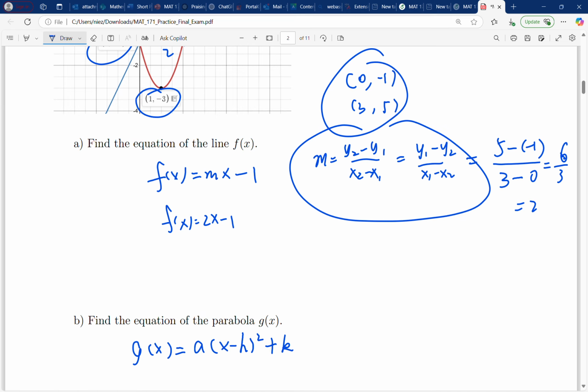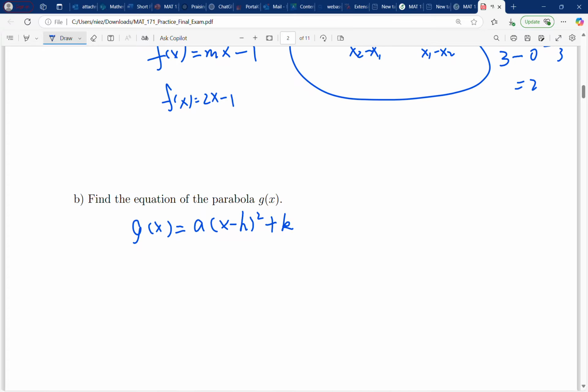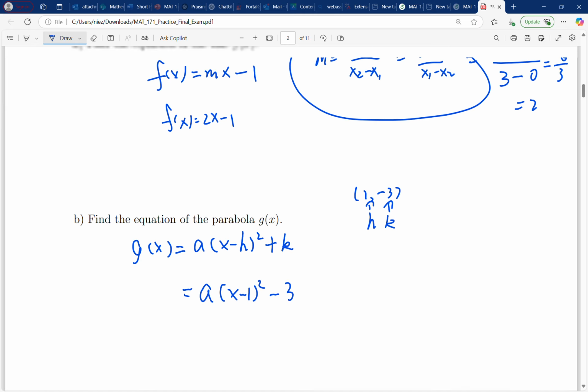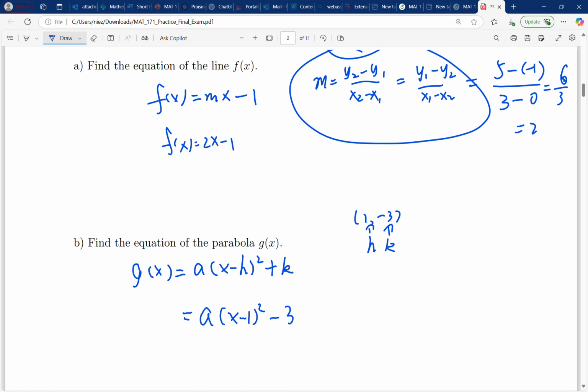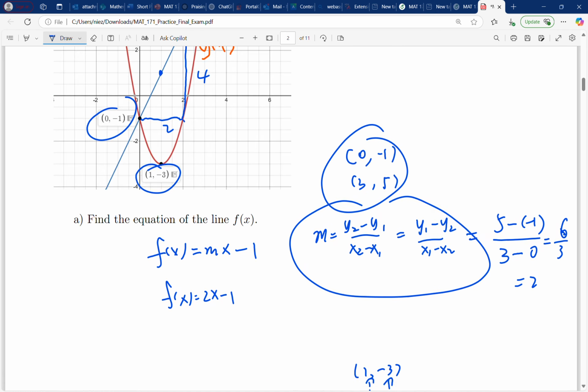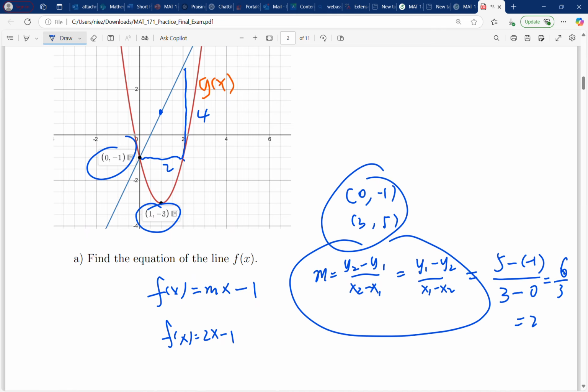Then you plug in the vertex, which is 1, -3. That means h is 1 and k is -3, right? So you have x minus 1 squared, and k is -3, so minus 3. You get this form, but you need to find a, right? What should you do? You can use another point on the problem.